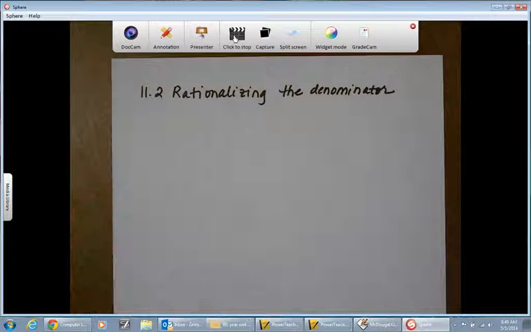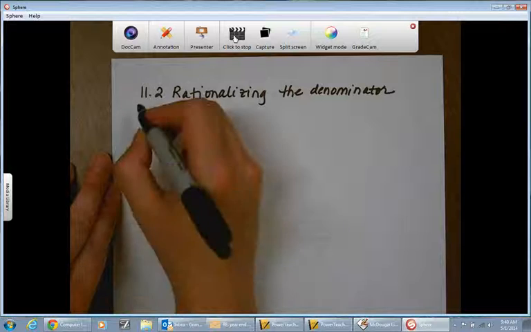Alright, so the second part of this is called rationalizing the denominator, which means that you cannot have a square root in the denominator when you are done simplifying, or it's not in simplest form. So we'll start off, we'll look at kind of an easy one. I don't have a ton of examples on this one.